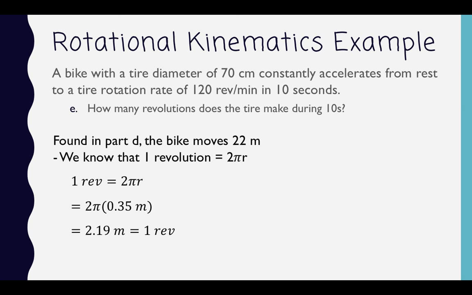So if we want to know how many complete revolutions we made, we're going to want to divide 22, our total distance, by the distance of one revolution. So 22 divided by 2.19, we get 10. So 10 revolutions the tire makes.